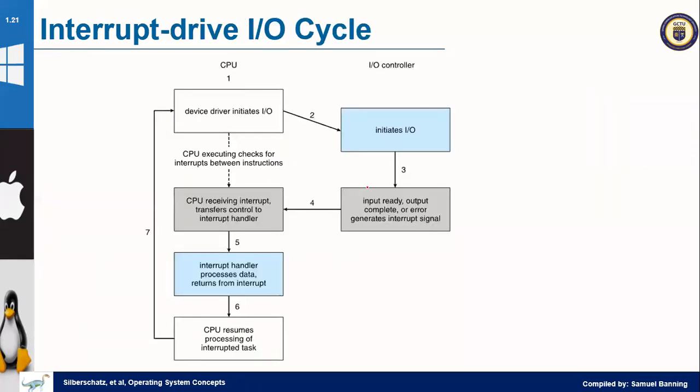Good. So this is a cycle for the interrupt that we have talked about, just to explain the cyclic movement of the interrupt. So we have one that starts from here. This is the CPU and this is the IO controller. What is the IO controller?